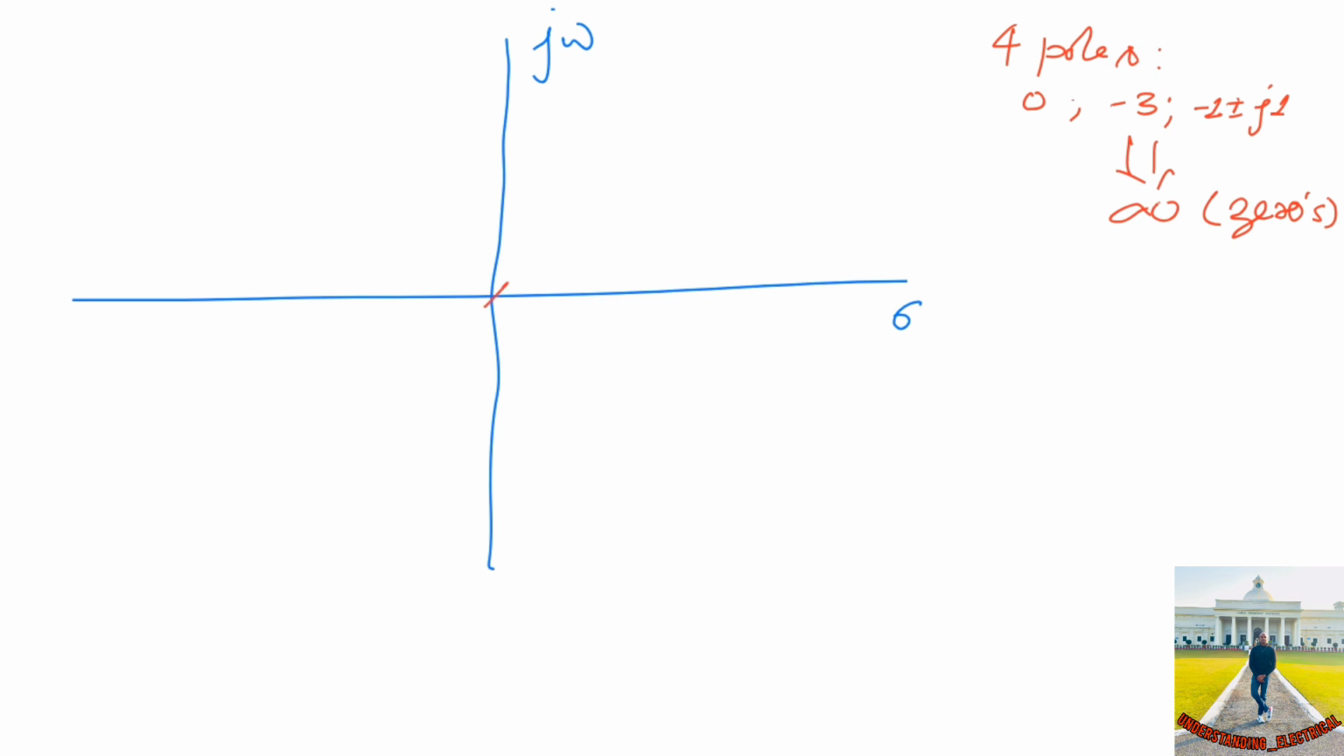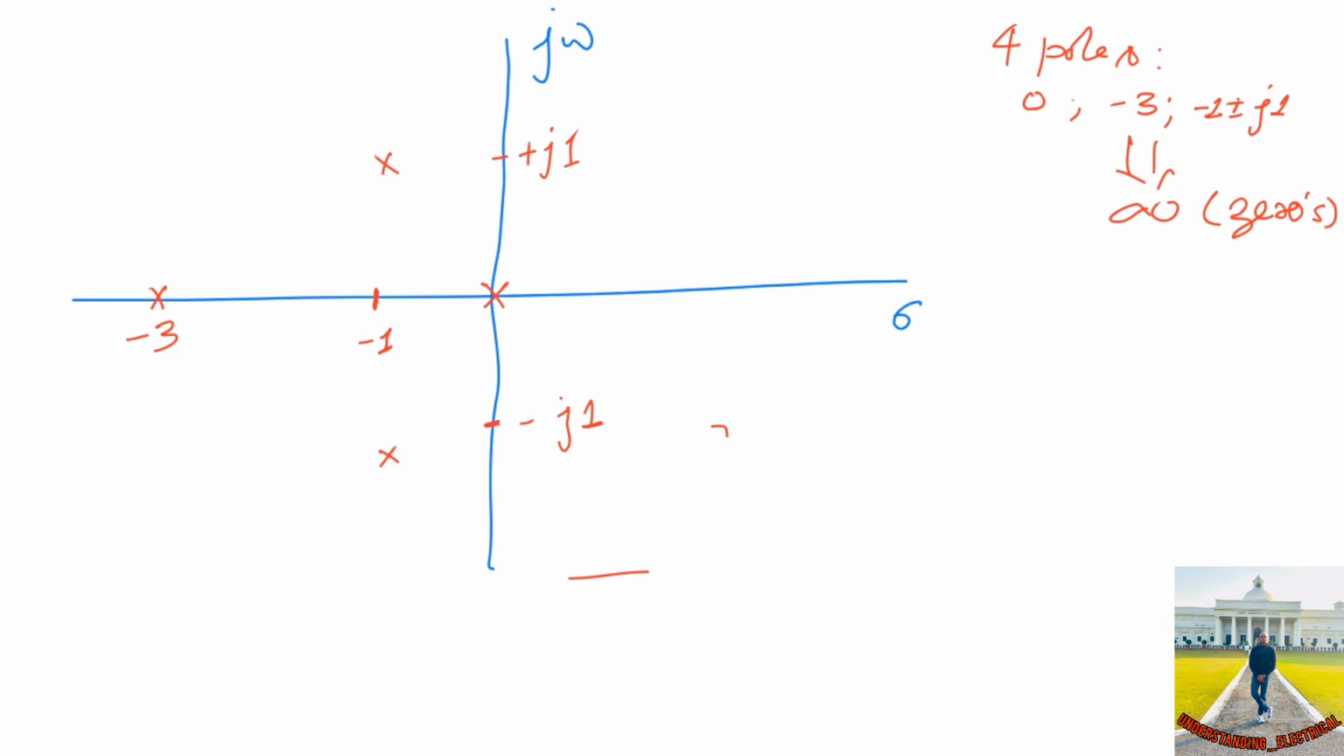Point out the open loop poles on the S-plane. One is at 0, the other one is at, let's say, -3 over here, and the two complex poles are placed at -1. Let's say this is your -1, this is plus j1 and this is minus j1. So the two poles are placed at -1 plus j and -1 minus j.